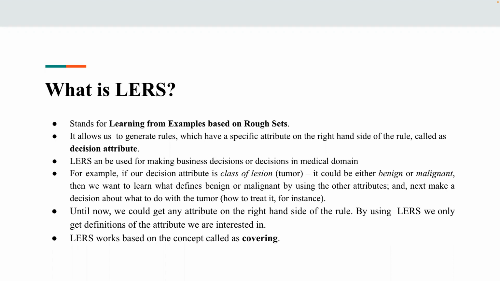Until now, we could get any attribute on the right-hand side of the rule by using LERS. We only get decisions of the attribute we are interested in. LERS works based on the concept called covering.